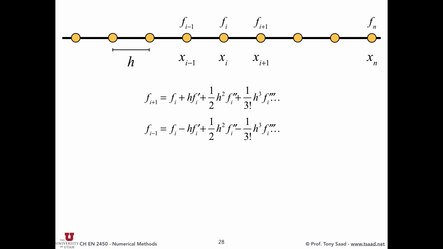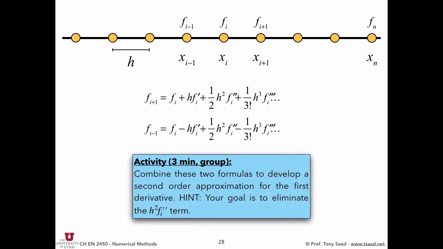You're going to take the Taylor series formulas at f(i+1) and f(i-1) and combine these two to develop a second order formula, in other words, a formula with a truncation error of h squared. I want you to combine them in a smart way to get an approximation for f prime at i using f(i+1), f(i-1), etc. And I'm giving you a hint. Your goal is to eliminate the h squared f double prime term. So combine these two formulas in a way to eliminate the f double prime term.